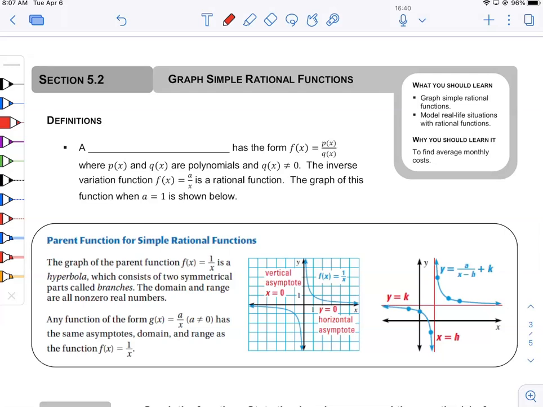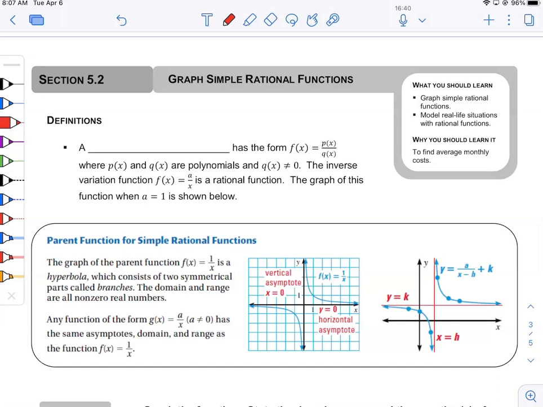Today we're going to talk about graphing rational functions. So remember, chapter 5 is all about functions that are written as fractions, basically. And they make these really interesting shaped graphs, and we're actually going to talk about graphing these today. And we are going to be using our calculator to graph these as well.